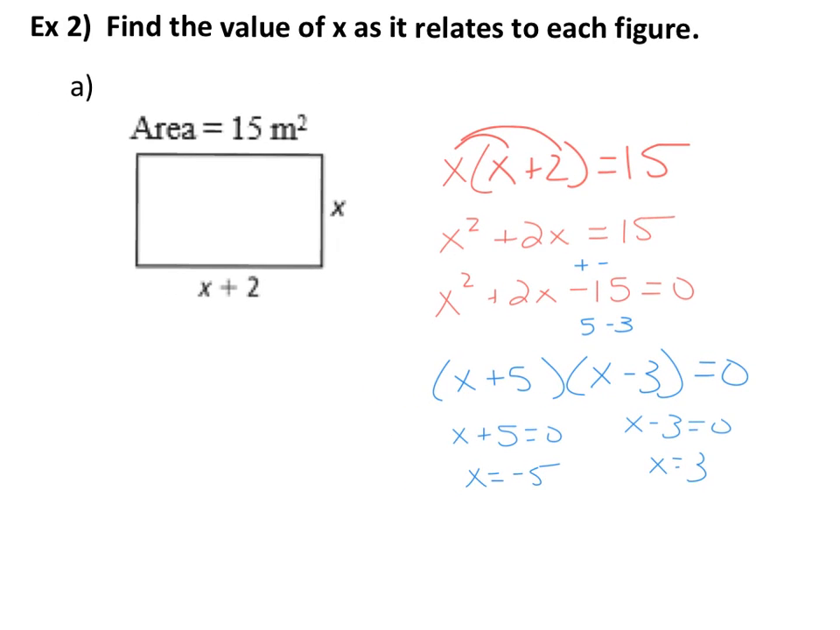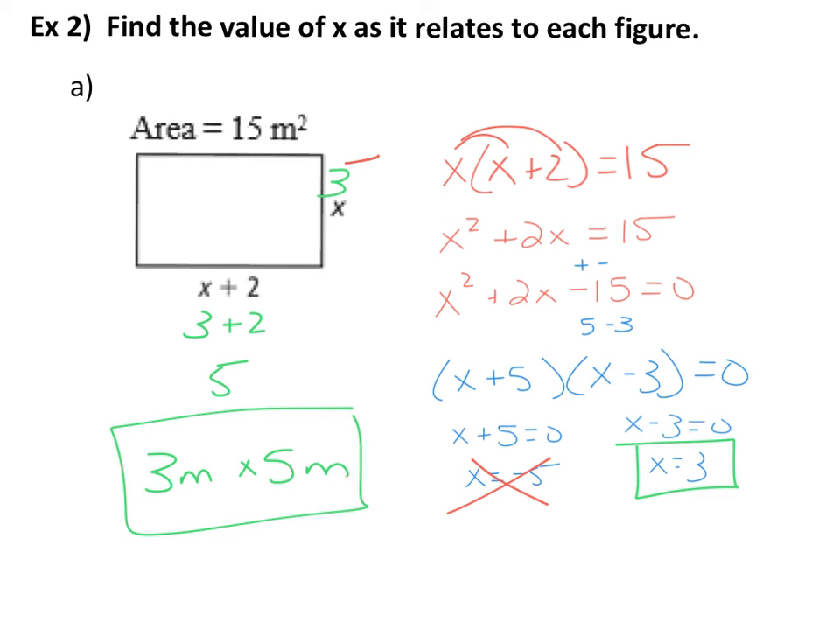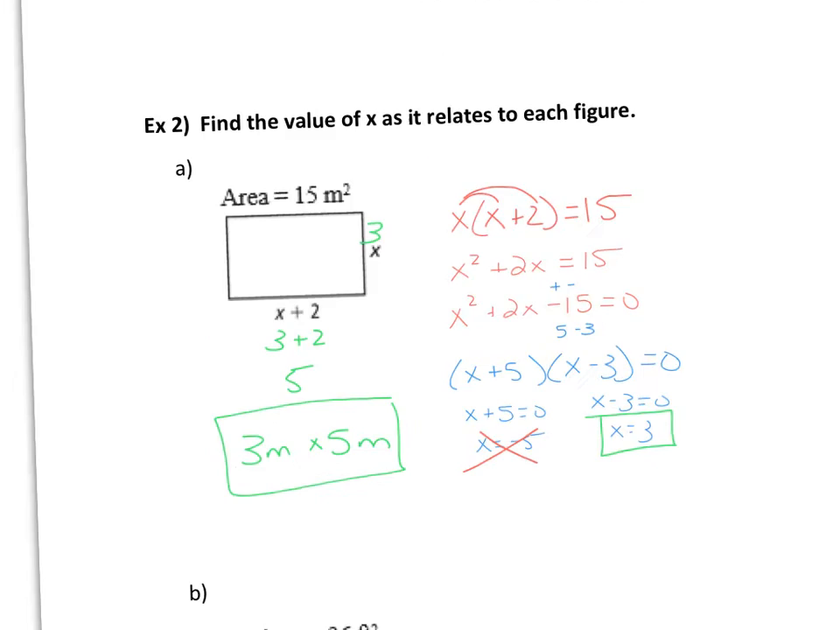Now, since we're talking a shape here, only one of these answers is going to make sense. Okay, so I actually have to throw this guy out. There's no way for me to have a negative 5 length. Can't happen. Okay, so I'm going to throw that guy out. But this other guy right here, he could work. So if I look here, my width will be 3, and my length is 3 plus 2, or 5. So I have a 3 meter by 5 meter rectangle here. Okay. All right, let's try another one.